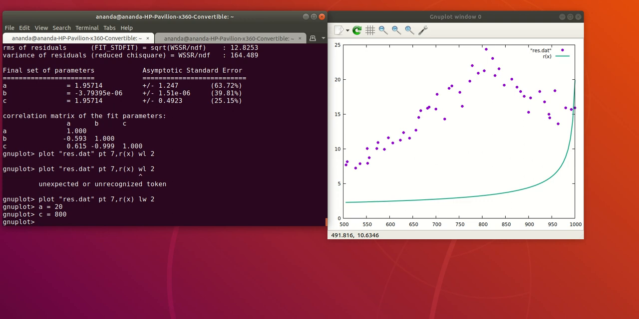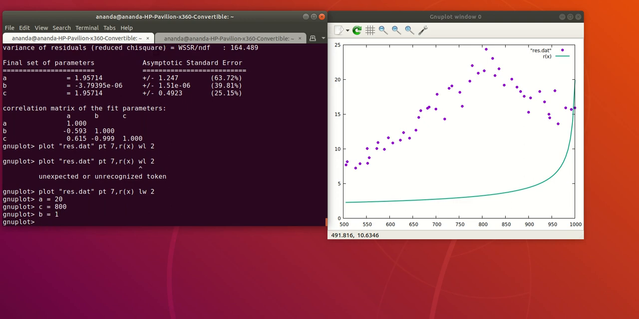but I don't really need to do all that. If I start with a and c, and a b value which is back to, let's say, 1, it should not turn out to be too bad. Let's try fitting now and see what happens.